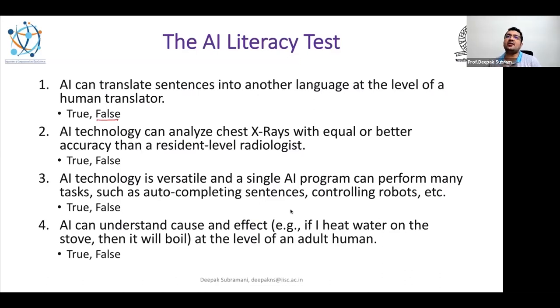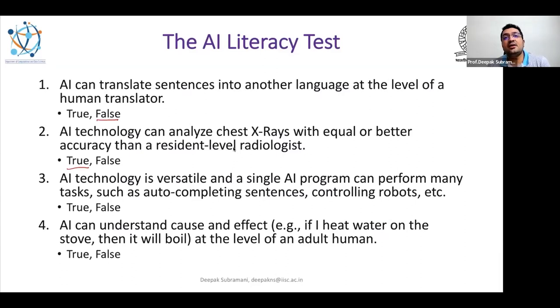AI today is not at the level where it can translate a language into another language at the level of a human translator. A human translator can do much better, right? So AI cannot match it today. The second question is, AI technology can analyze chest x-rays with equal or better accuracy than a resident level radiologist. Yes, that is true. Today, AI is capable of looking at chest x-rays and seeing it with equal or better accuracy than a resident level radiologist, right? So that is true.